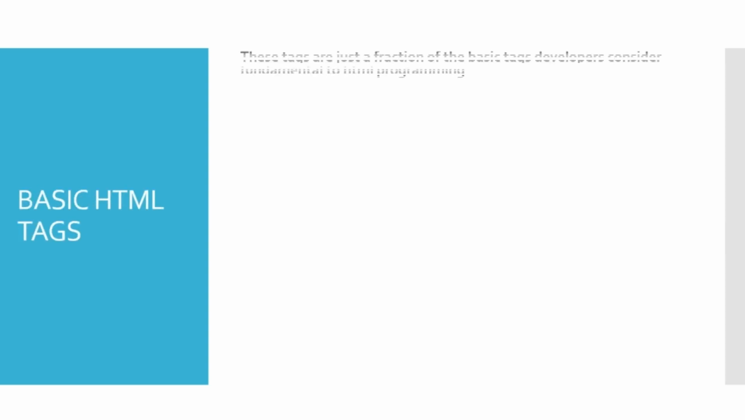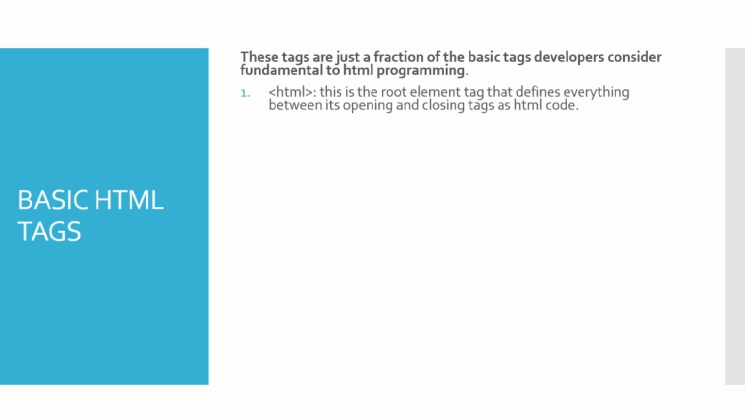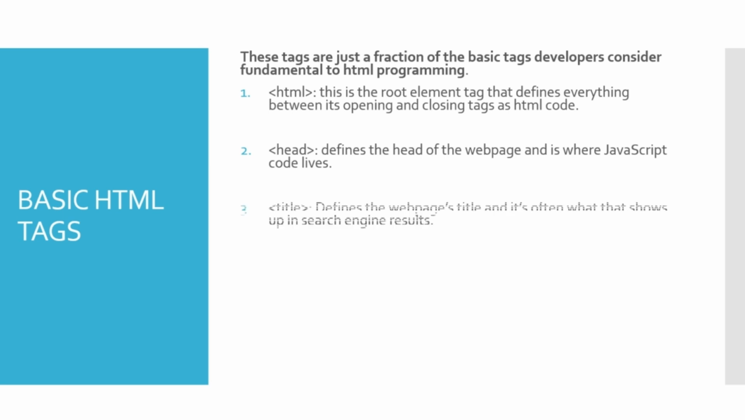Basic HTML tags. These tags are just a fraction of the basic tags developers consider fundamental to HTML programming. There is the HTML tag. It is a root element that defines everything between its opening and closing tag as HTML code. This is the head element that defines the head of the web page. This is where the JavaScript, the CSS code, and the Bootstrap code must be linked to the HTML.